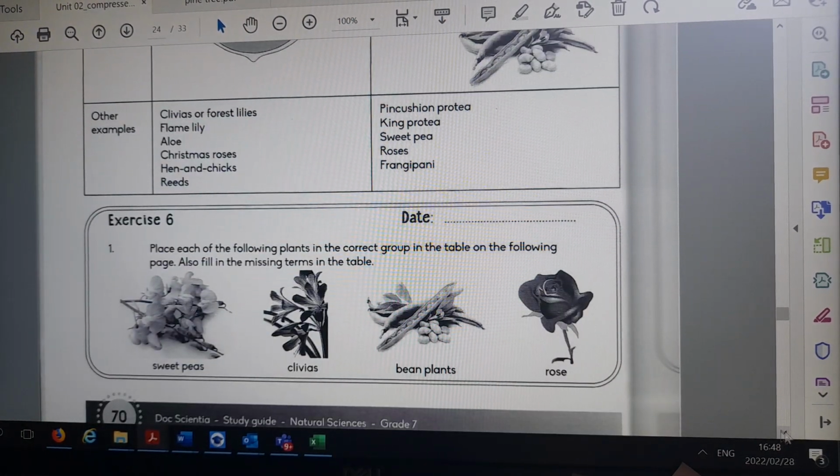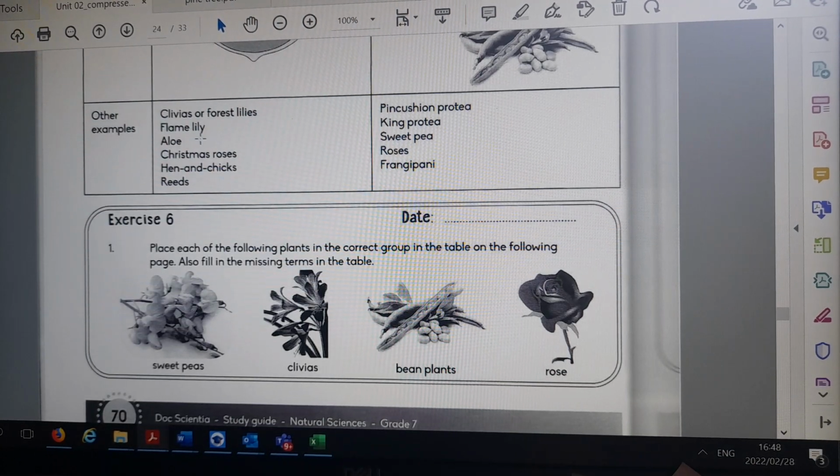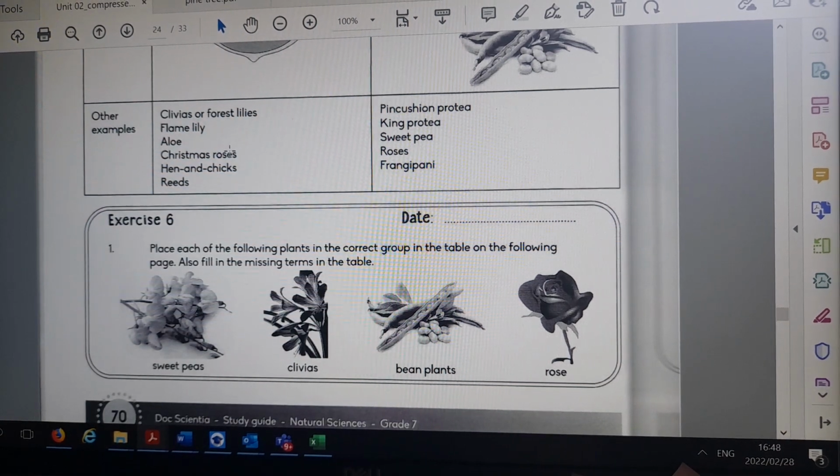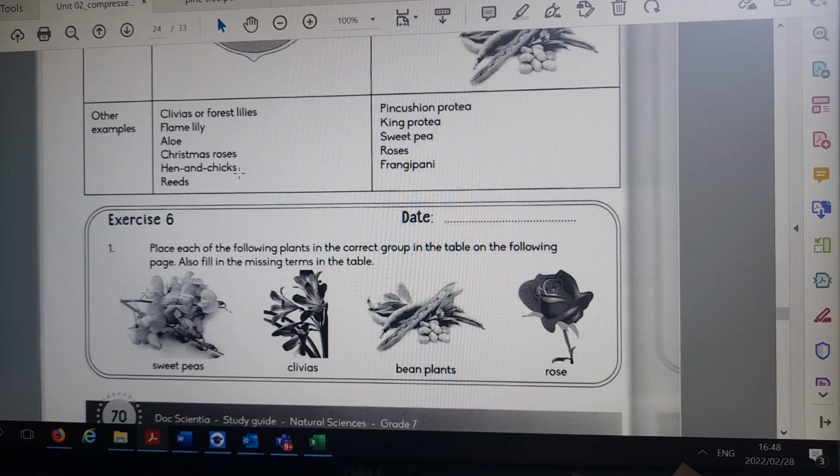And other examples of monocotyledon are clivias or forest lilies, flame lily, aloe, Christmas roses, hen and chicks, I don't know these ones, reeds. And examples of dicotyledons are pincushion protea, a king protea, sweet pea, roses, and frangipani. Okay, so these are the examples of the flowering plants.